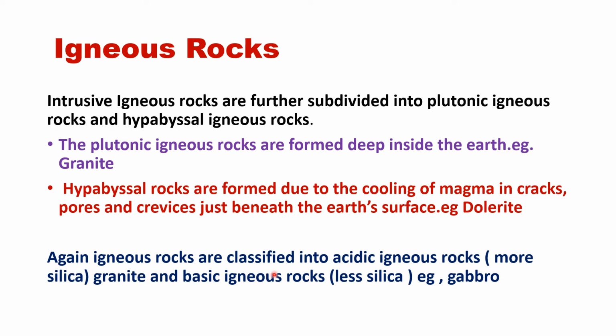Again, igneous rocks are further classified into acidic igneous rocks. Acidic means having more silica. An example is granite. And basic igneous rocks, with less silica. Example, gabbro.